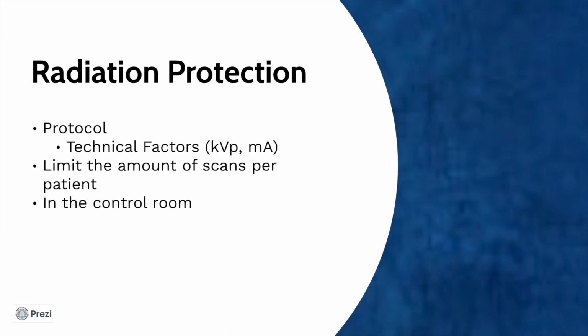For radiation protection, the tech must make sure that they use the right protocol using the right technical factors, such as the KVP and MA, which is determined by the patient's body size, age, and weight. The patient must make sure that they are limited with the amount of scans they receive within a short period of time. And for the tech, they must make sure that they are in the control room behind the wall and with the door closed to make sure that they do not receive any scattered radiation.